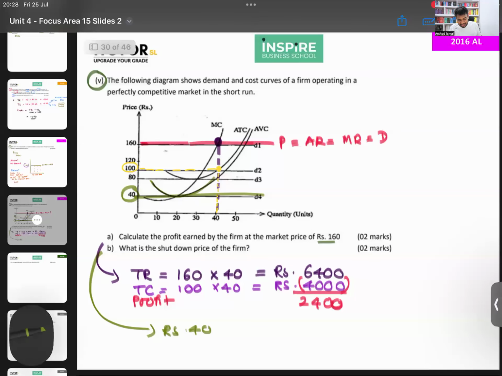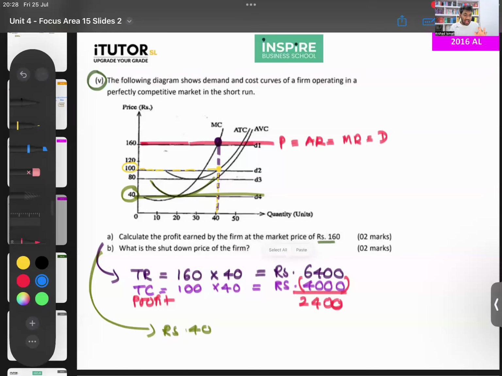How did I get the total cost again? My total cost is your average cost times units. So what is the shutdown price of the firm? You can even say 40 or below.